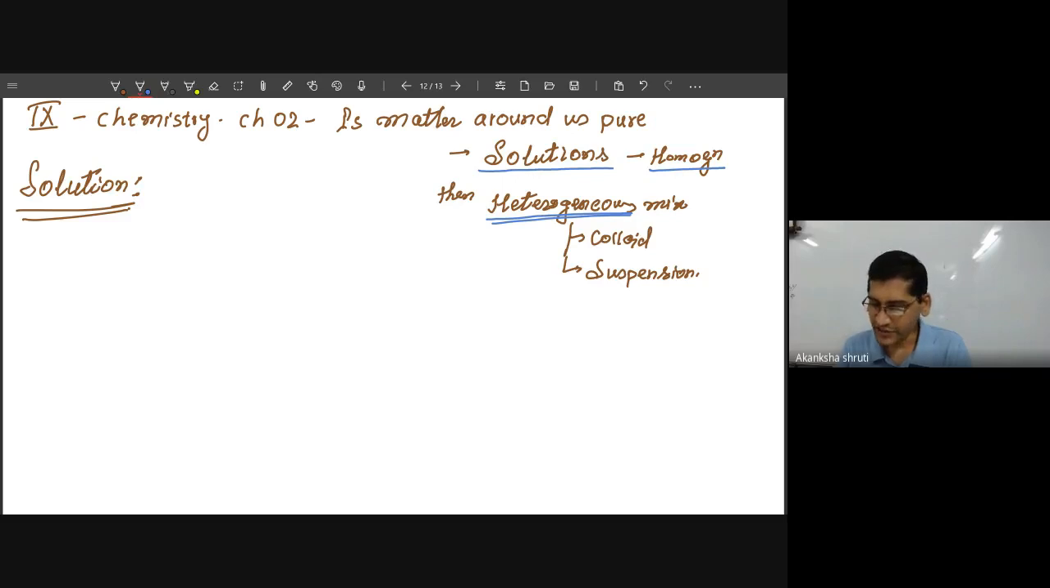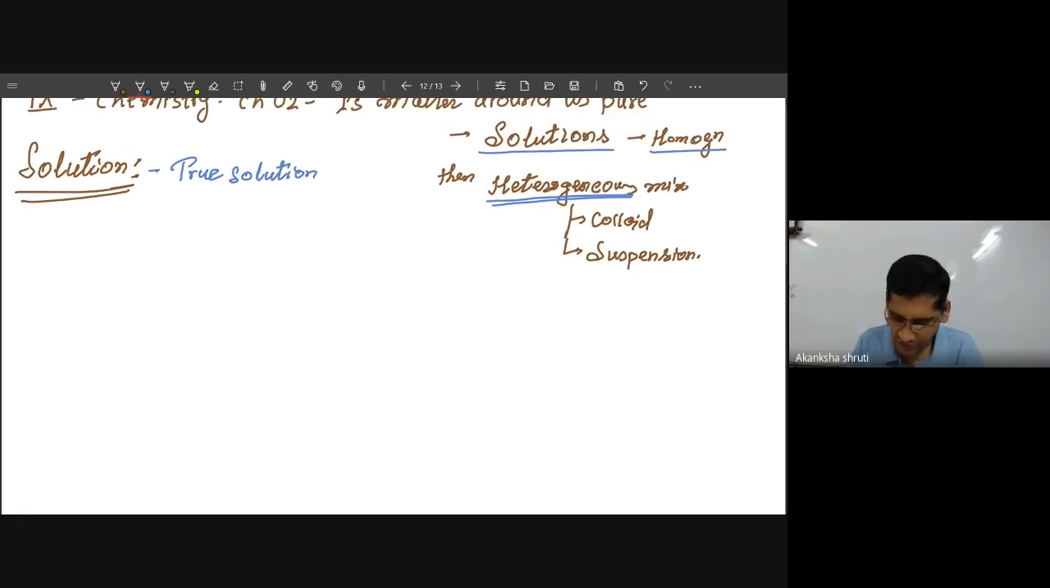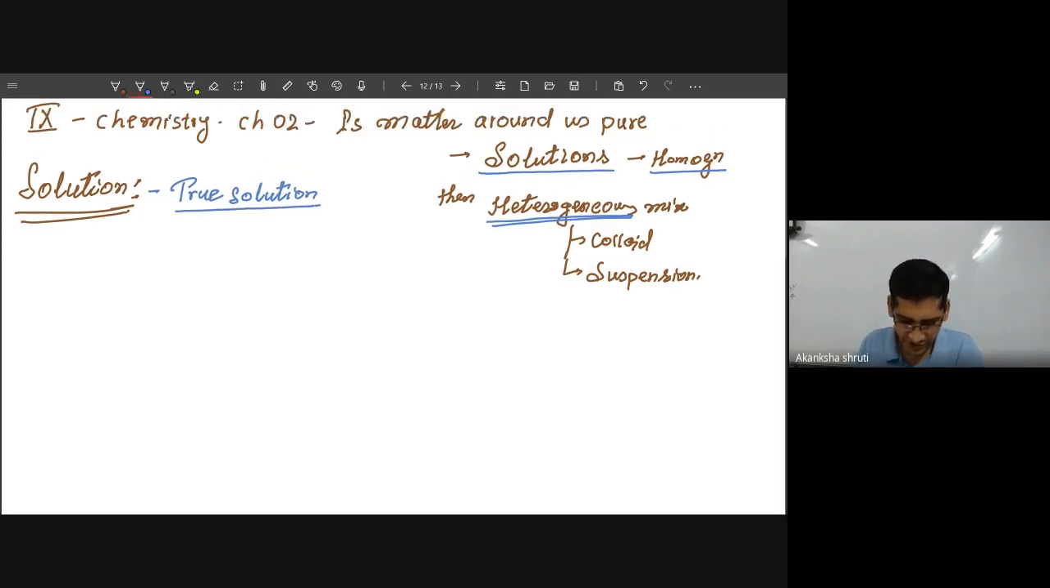Okay, so solution means it is a true solution or simply solution. Colloid is also called a colloidal solution, but the term colloid will always be associated with that solution. Otherwise, if we say solution, it means true solution. So whether the term solution or true solution is used, both mean the same thing. So let us continue with the solution.